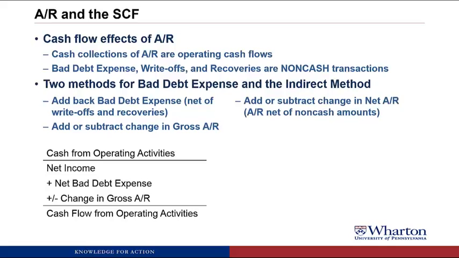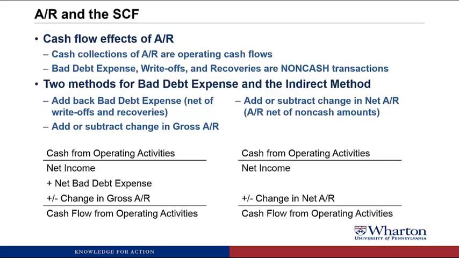The other method is just to take net accounts receivable, so accounts receivable net of all the non-cash amounts, and just add or subtract the change in that. So there you would have net income, and then all you would do is add or subtract the change in net accounts receivable, because that change already incorporates all the non-cash stuff. It already adjusts for it. And so it should get you to the same place whether you break this out separately or combine it all into one net number.